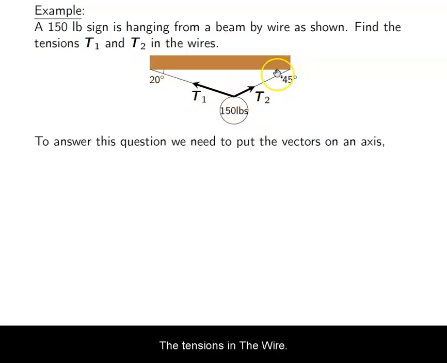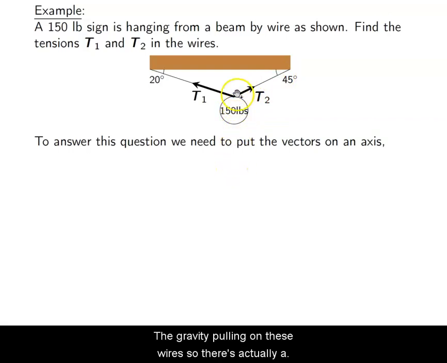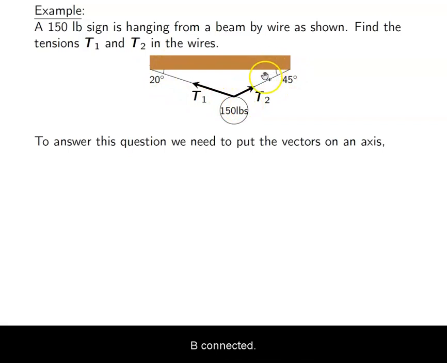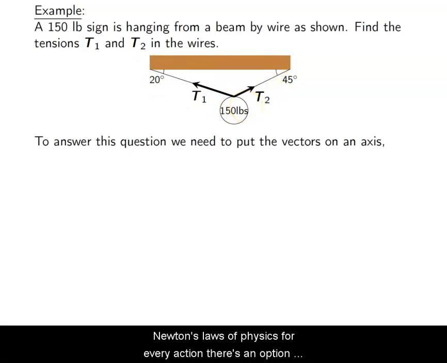The tensions in the wire are what is holding up this weight, right? So this weight is being pulled down due to gravity, so it's pulling on these wires. There's actually an opposite equal force by each of the wires pulling in the direction of its connection. Okay, so that's one of Newton's laws of physics, right? For every action, there's an opposite and equal reaction.